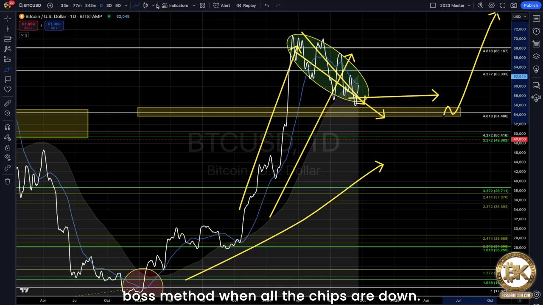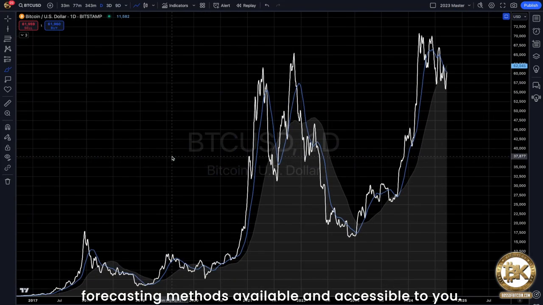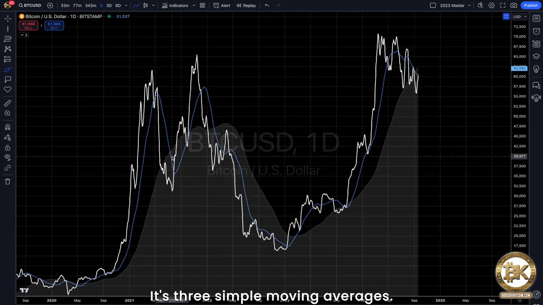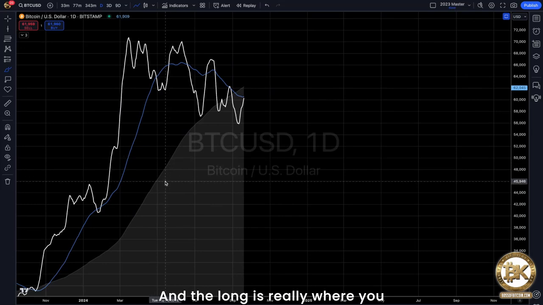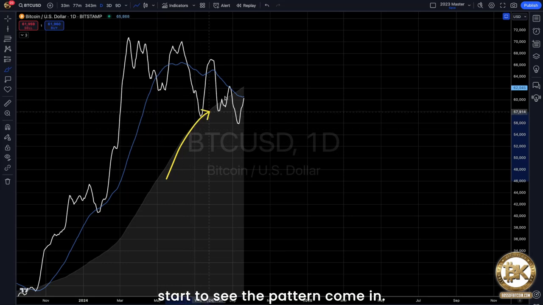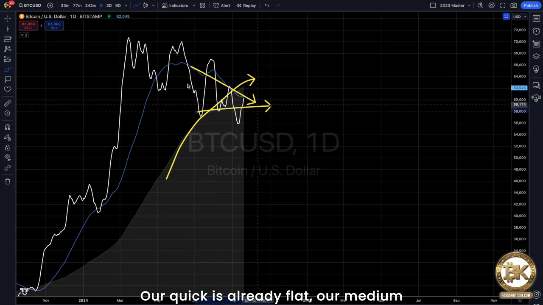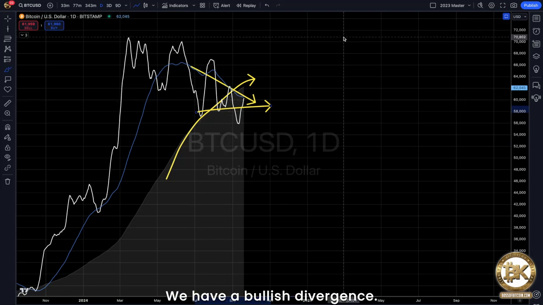The boss method, when all the chips are down, is one of the best statistical forecasting methods available and accessible to you. It's 3 simple moving averages: a fast, a medium, and a long. The long is really where you start to see the pattern come in. It's like 2 beats 1. Our quick is already flat. Our medium is down. Our long is up. We have a bullish divergence.